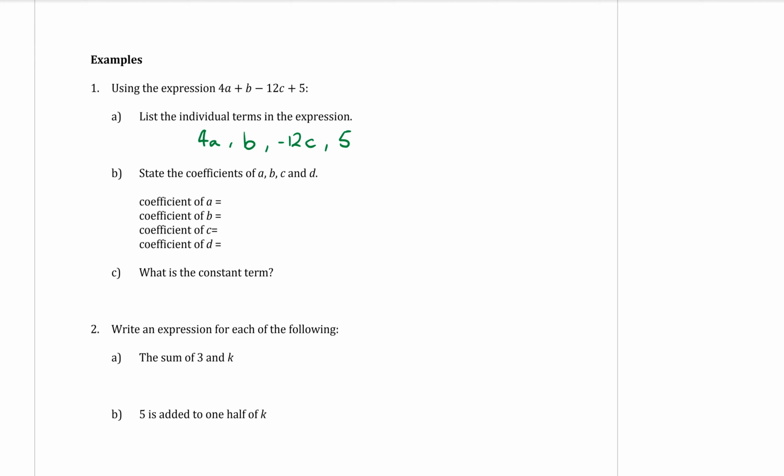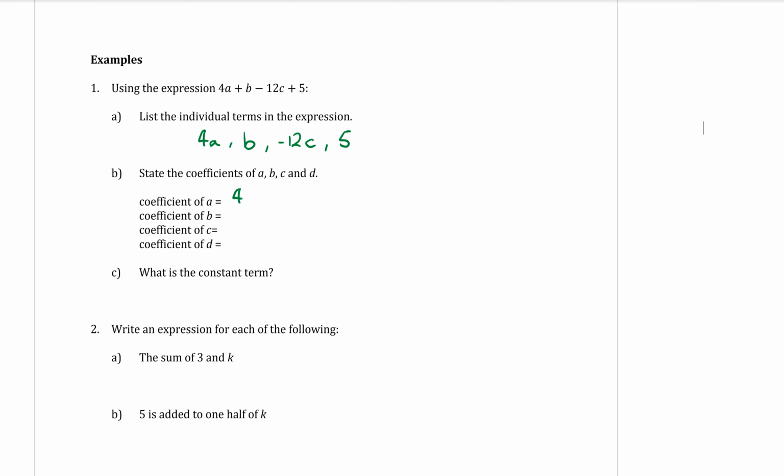Part B, state the coefficients of A, B, C, and D. What does that word coefficient mean? Is it the letter in front of it? Number. The number in front of that letter. So if I say, what is the coefficient of A, I want to know the number in front of the A. What is it? 4. 4. All right, that one's a 4.